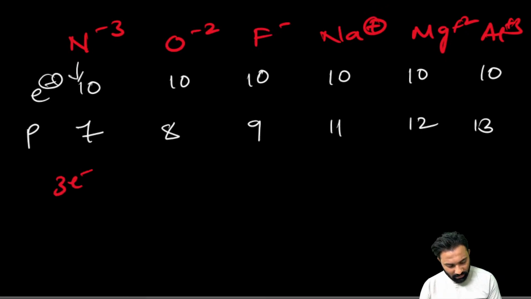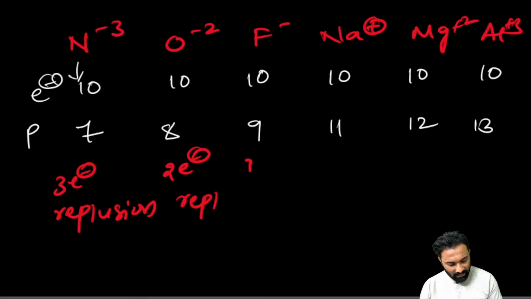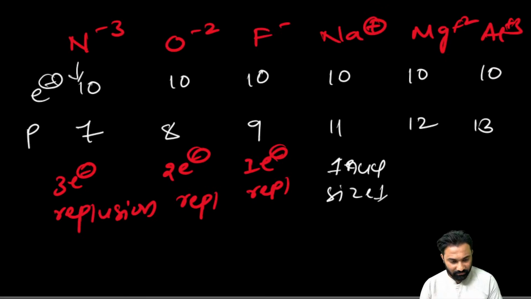Three electron repulsion, here the three electron repulsion gives high size. Here the two electron repulsion. Here the one electron repulsion. Right? Here the one electron or one nuclear charge. As nuclear charge increases, size decreases.